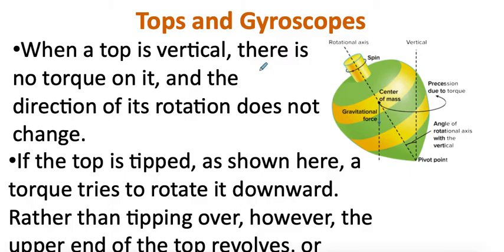So the last idea, just to hit on, since we're talking about rotational momentum and inertia and things like that, tops and gyroscopes come out quite a bit. When a top is vertical, there's no net torque on it, and the direction of rotation doesn't change. So think about if this top were just sitting vertical like that. The center of mass is vertical, as I can draw it here. The thing is rotating, and it's just going to keep spinning like that.